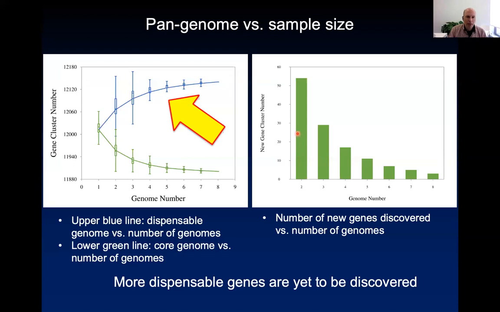On the right, this is simply another representation of these data, but it represents the number of gene clusters that are newly discovered as we increase the number of genomes. And it shows a similar pattern. It's still decreasing, but at some point it may level off. All of this means that there are more dispensable genes yet to be discovered.